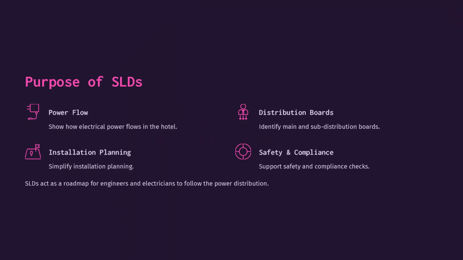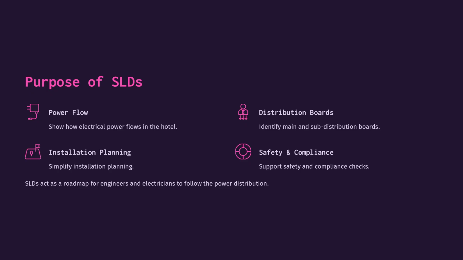Purpose of SLDs. Let's begin with the purpose of single-line diagrams. These diagrams represent how electrical power flows through a hotel. They show the main incoming supply, distribution boards, and connections to various systems. Engineers use them as a roadmap to ensure safe design and installation. They simplify communication between teams by presenting complex electrical systems in a clear format.